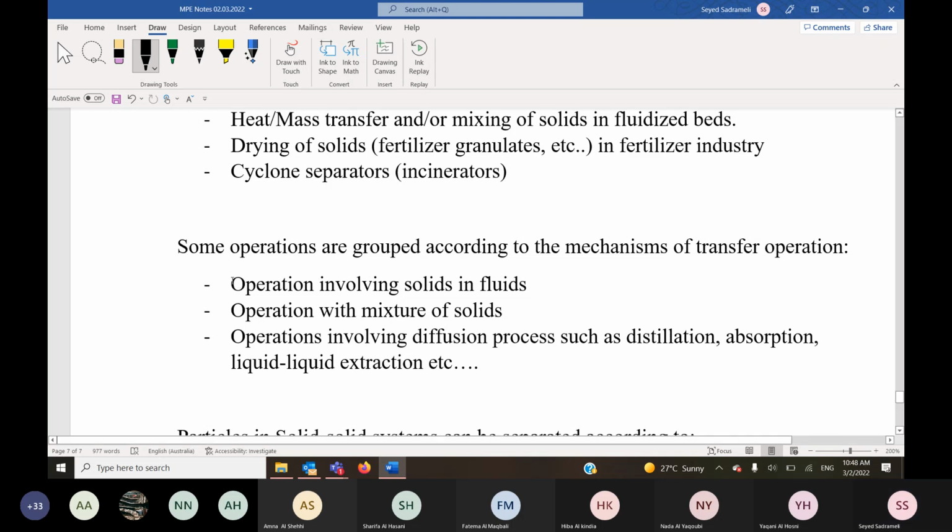So in the first category, we have operations involving solids in fluids. We categorize them as filtration and sedimentation. These are the separation processes for a mixture of solids and liquids together. There are some categories based on the mixture of solids. If you have two solids together, they may be operated differently. And there are some separation processes or operations involving diffusion processes such as distillation, absorption, and liquid extraction.